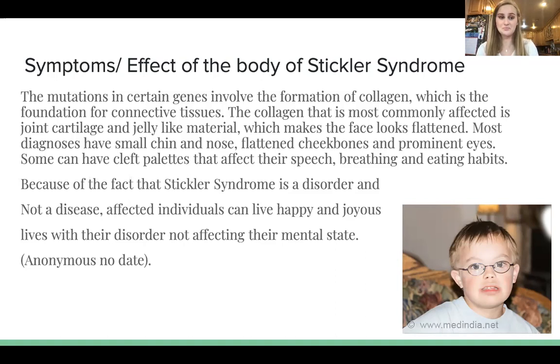But for their mental symptoms, or mental thinking that affects the body, because Stickler syndrome is a disorder and not a disease, the affected individuals that have Stickler syndrome can live happy and joyous lives with their disorder, not affecting their mental state whatsoever.